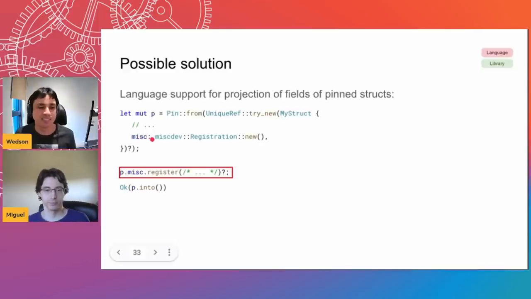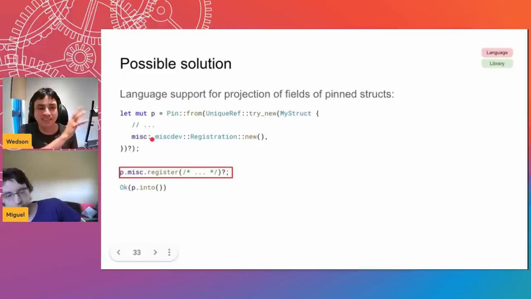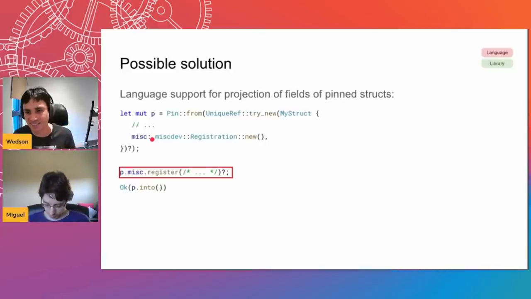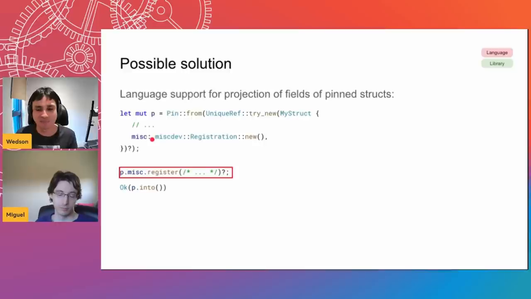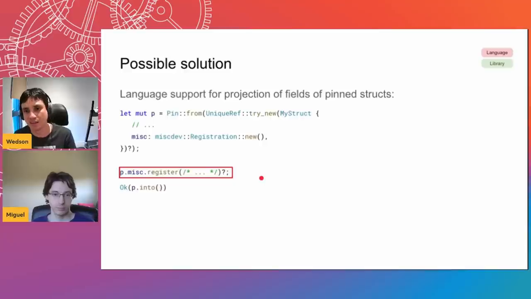Right, and it would prevent us from doing all the bad things that one can do by doing the structural pinning in projections, but also allow us to do something like this, where there's no unsafe involved. We can just do p.misc.register. We can go straight to the register, which requires a pinned mutable reference.